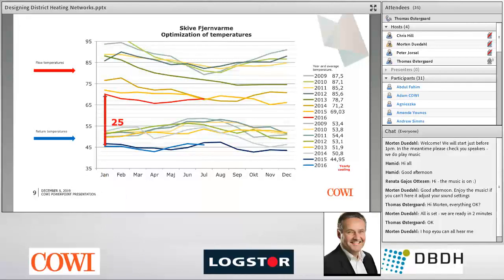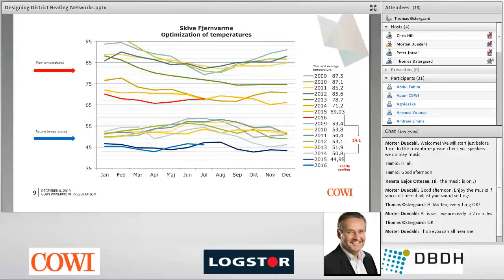But we started the optimization, and you can see here in 2016, the flow temperature had been lowered to approximately 70 degrees. So it was down from approximately 93 to 70. And also the return temperature has gone down to 45 degrees. Very important. Also, the annual cooling of the network, originally it was about 34.1 degrees, but now they have changed it, so it is only 24.1, so that's down 10 degrees.